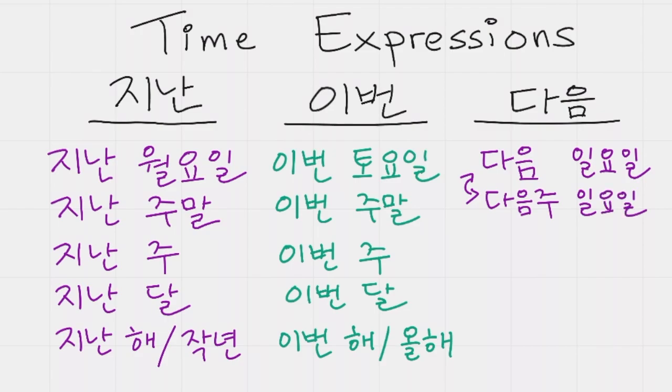Which means same thing goes to 지난 and 이번. Let's go back. 지난 월요일, last Monday. You can also say 지난주 월요일. Okay. Same thing. 이번 토요일, this Saturday. You can also say 이번 주 토요일, this Saturday.